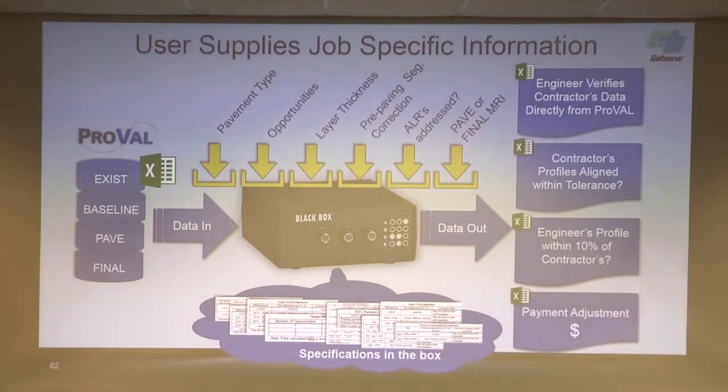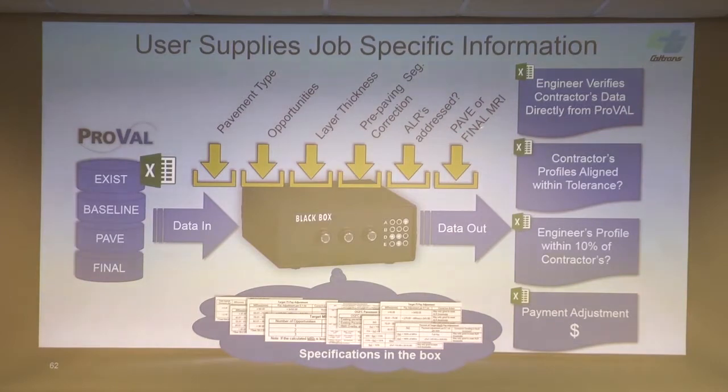We have to tell it, did the contractor address all the ALRs? There's no automatic function for this. You're going to have to go into ProVal and look at a screen and say, yeah, I agree with you, contractor, you resolved all the ALRs. These are basically just zeros that we're going to put into a column, 0 ALRs.